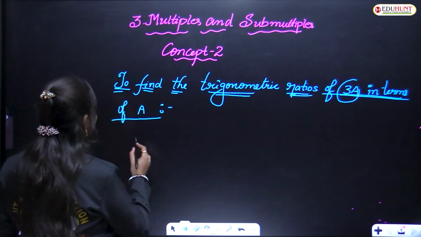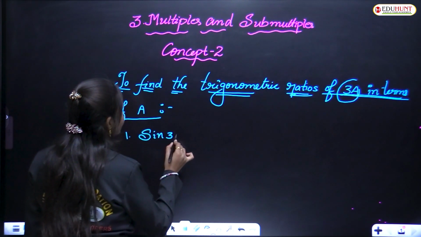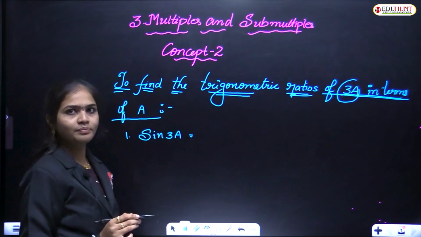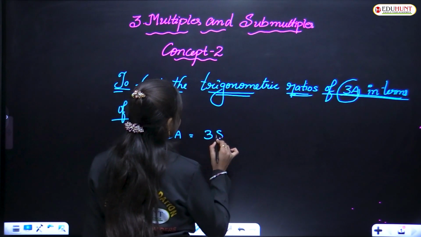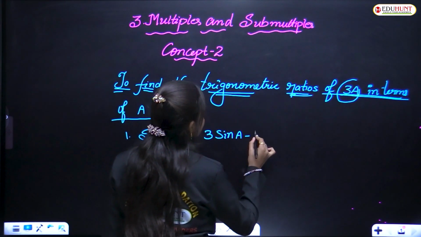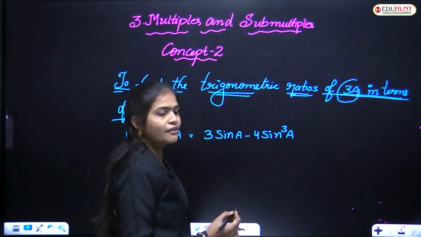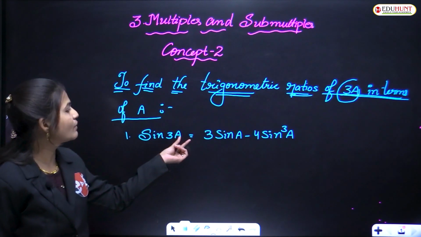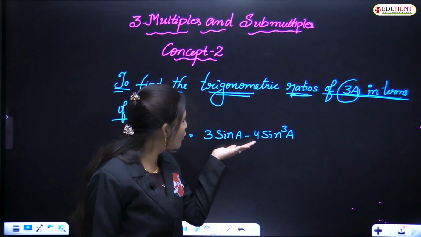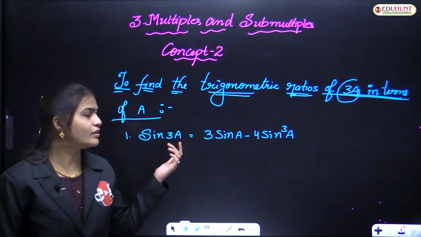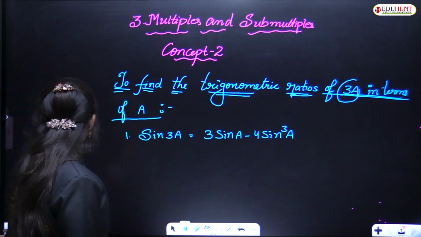Here the first formula they have given is sin 3A. Sin 3A is equal to 3 sin A minus 4 sin cube A. So how did we get this formula? Let us go for the proof and see how we got that formula.